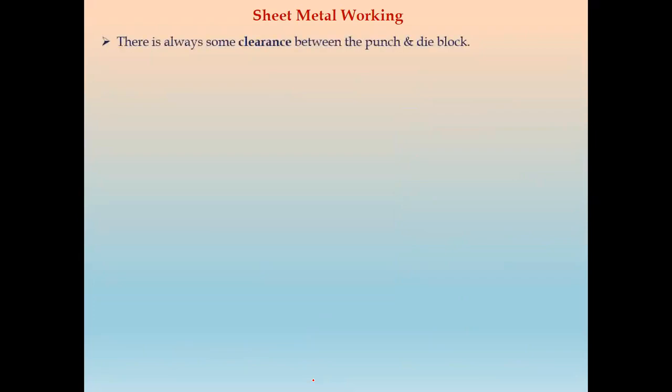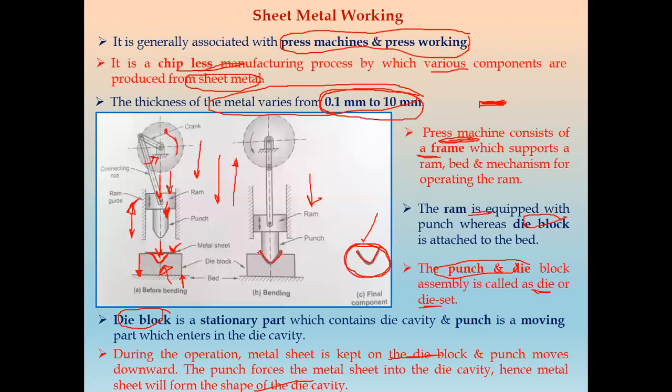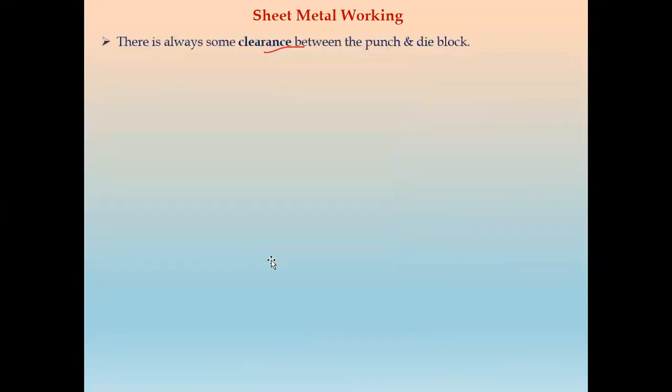In this case, there is always some clearance provided between the punch and the die block. We provide this clearance between the punch and die block so that the metal sheet can flow over this clearance part. So some clearance will be provided.